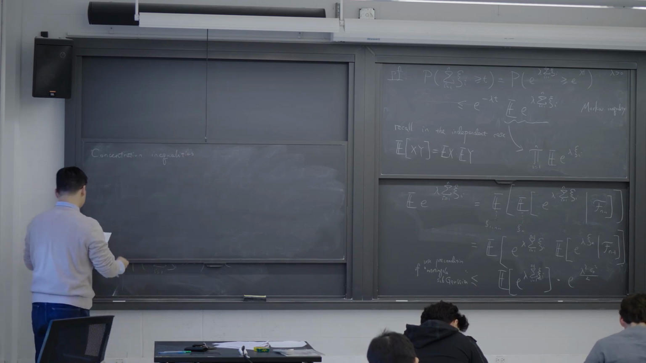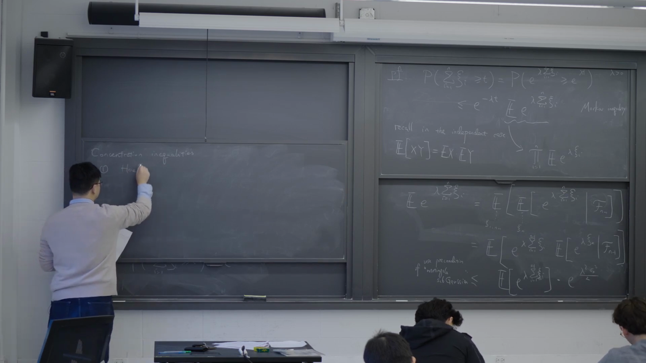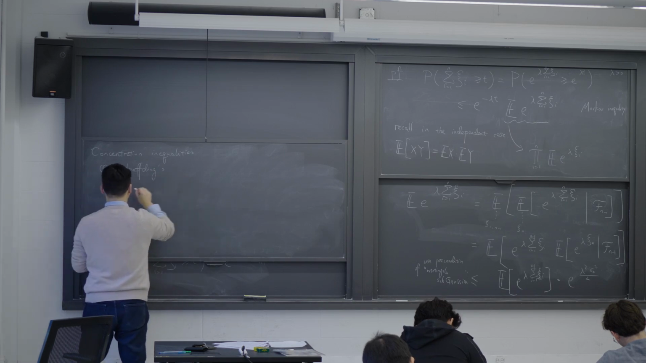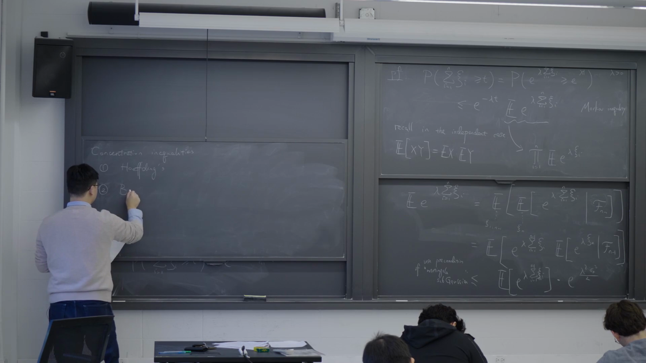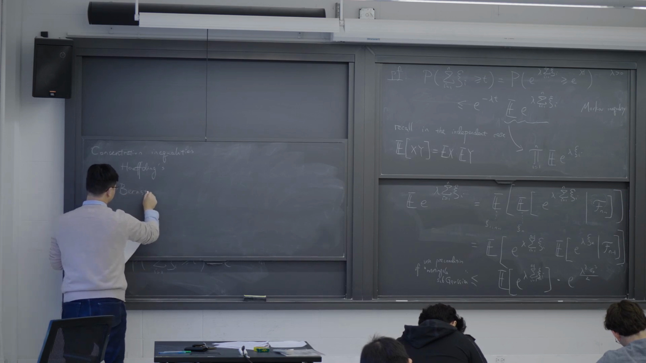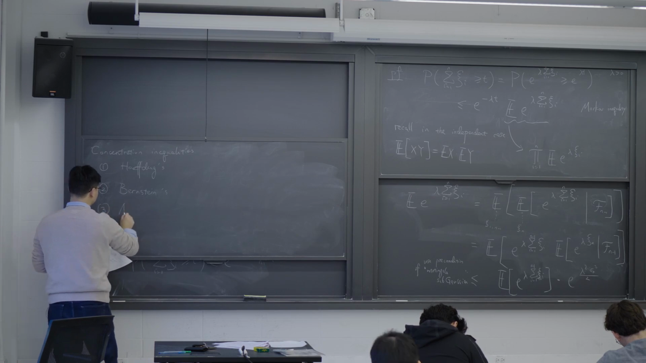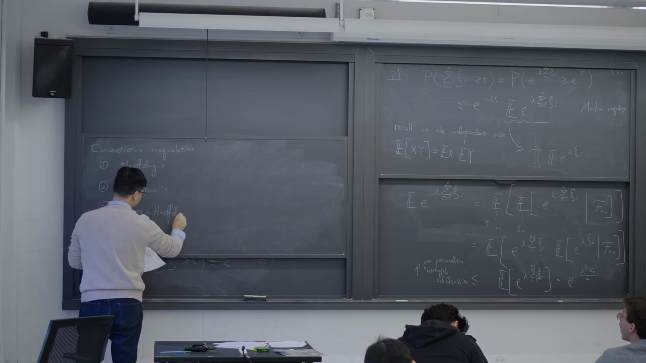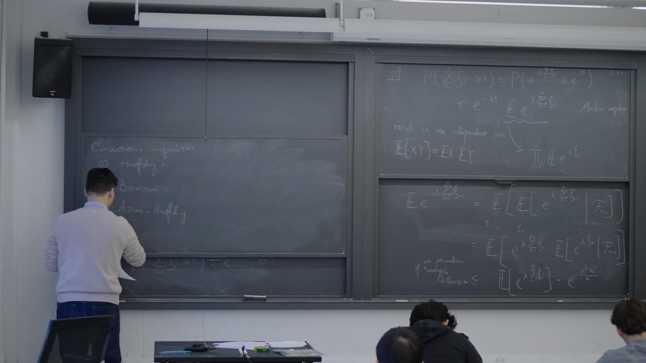So we basically talked about four different inequalities. That is Hoeffding's inequality, and the second one is Bernstein's inequality. Third one is Azuma-Hoeffding. And the fourth one is Azuma-Bernstein.